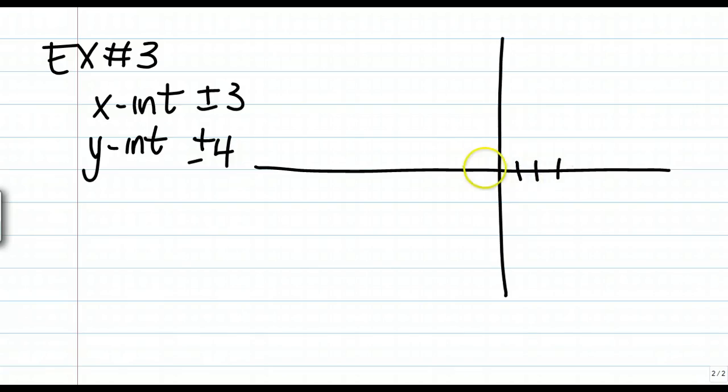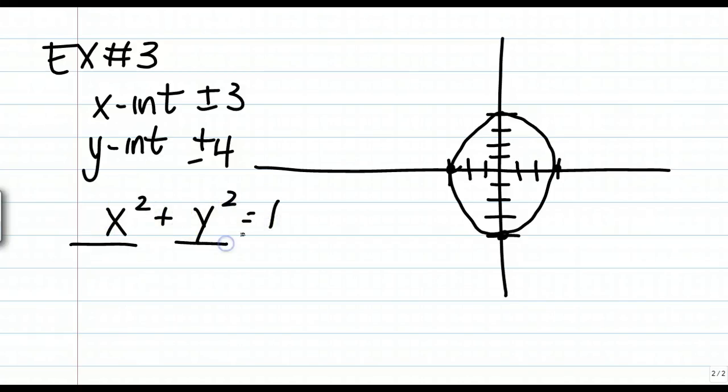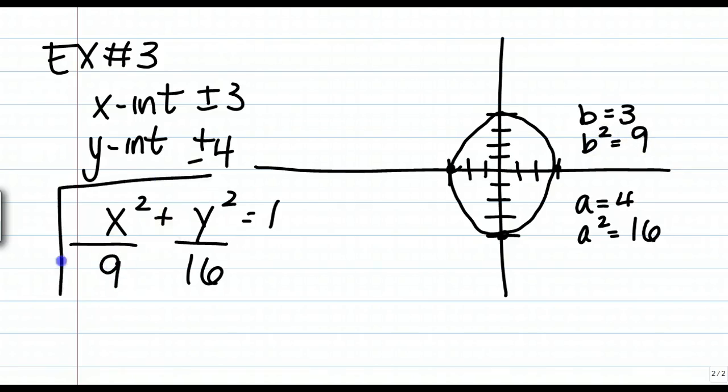X is 1, 2, 3, 1, 2, 3. Our y is 1, 2, 3, 4, 1, 2, 3, 4. And we know that our major axis is on the y because this is bigger. So we know we're going to have x squared plus y squared equals 1. And we know that 4 is going to have to go underneath the y because that's the y-intercept. So if a is 4, then a squared is 4 times 4 is 16. So we'll write 16. And if b is 3, then b squared is 9. And then we have our equation.